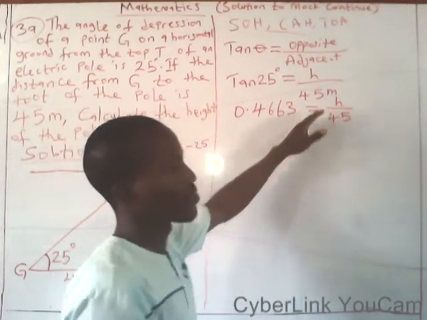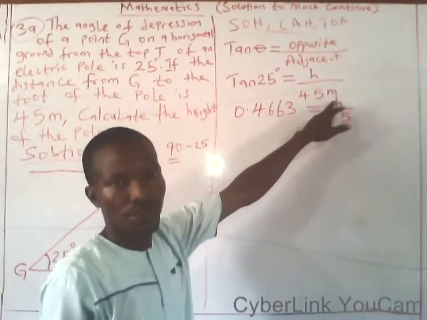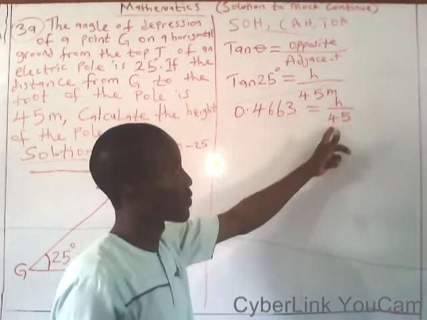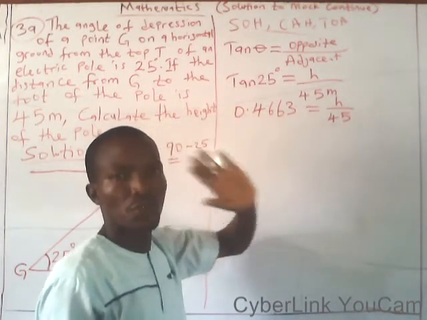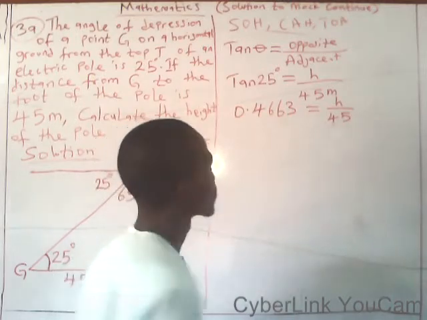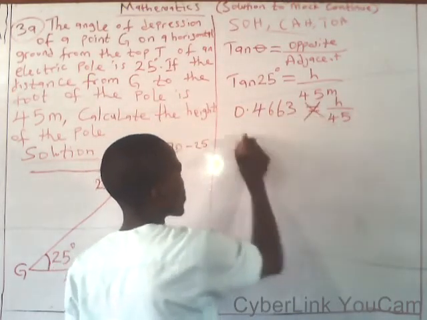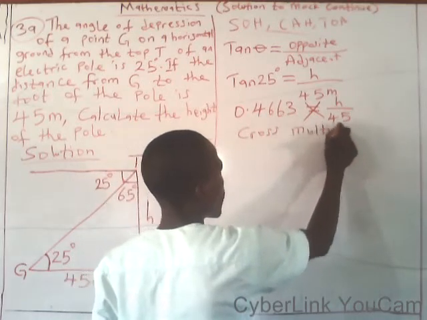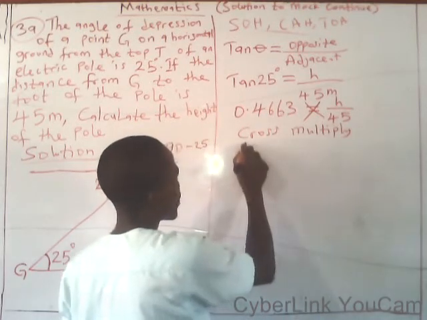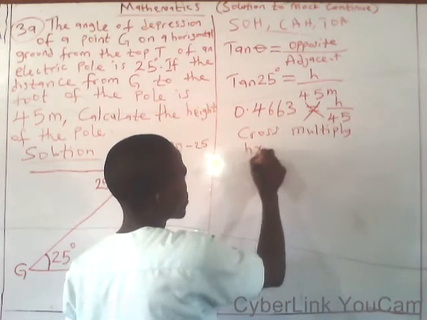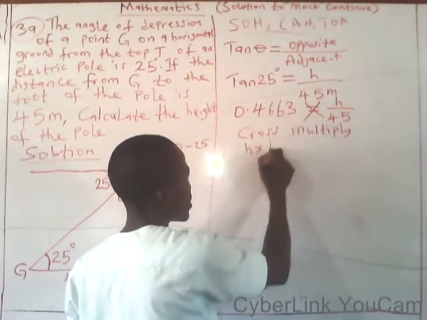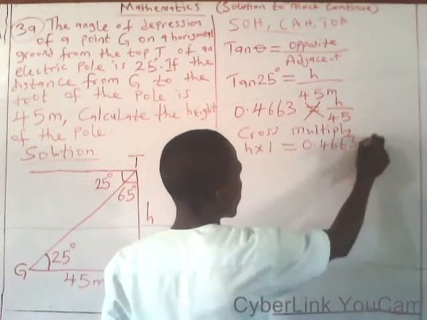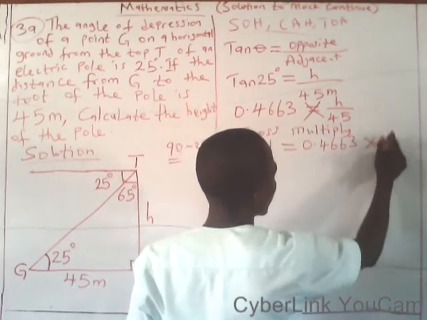When you have this in mathematics, we are looking for h. We have this particular number equal to h over 45. The best thing for you to do is to cross multiply. If you now cross multiply, you are going to have h times, assume this one is over 1, equals 0.4663 multiplied by 45.